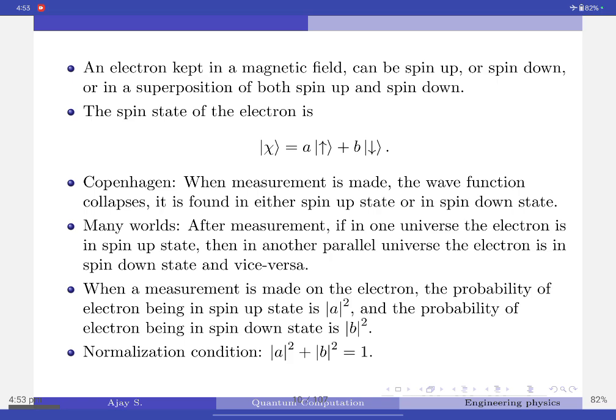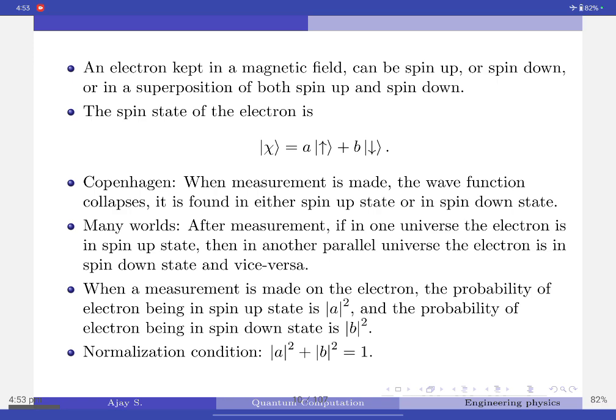The Copenhagen interpretation says when the measurement is made, the wave function collapses. It is found in either spin up state or in spin down state. Before the measurement, it was in a superposition of both of them. In the many worlds interpretation, in one universe the electron is in spin up state, in another it is in spin down, and so on.